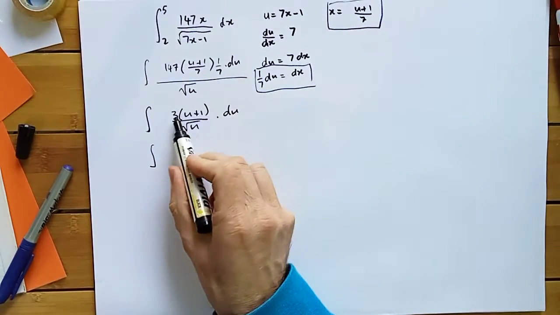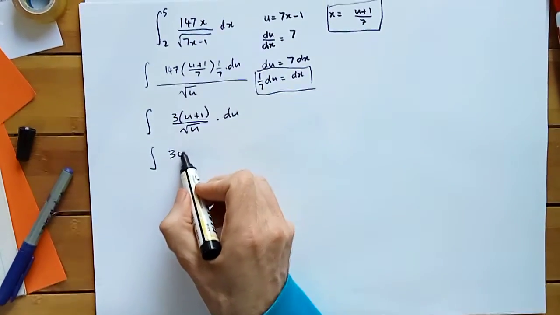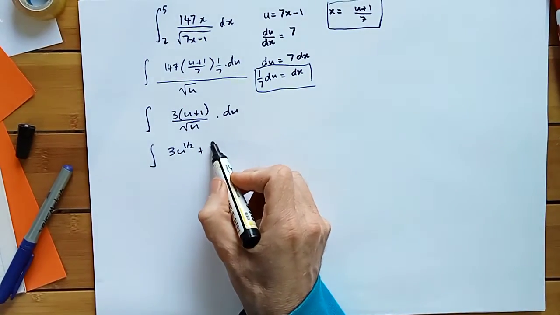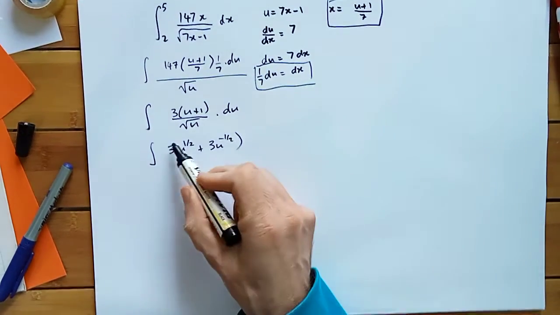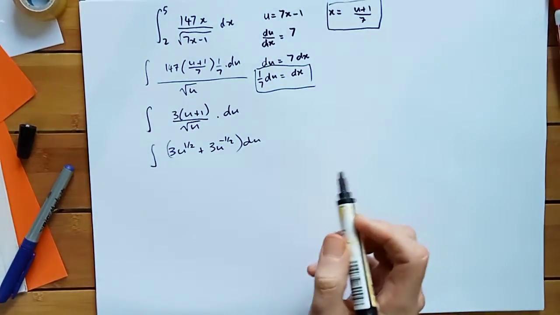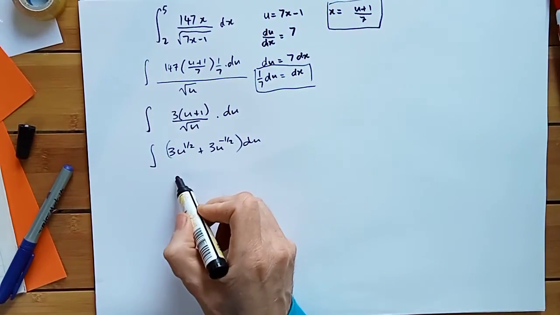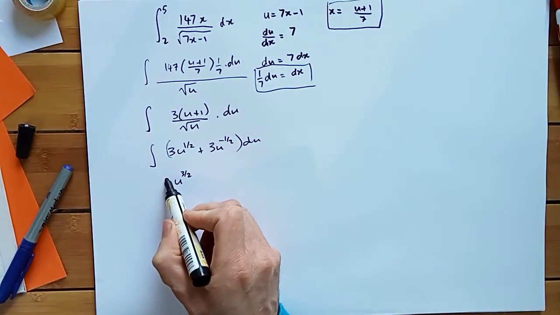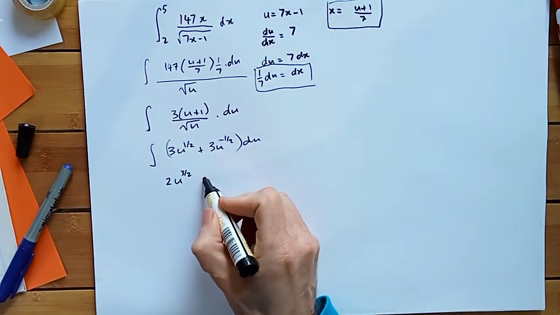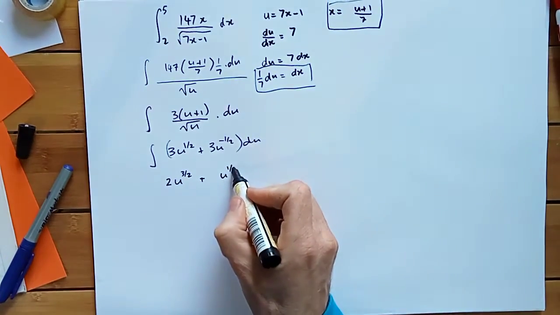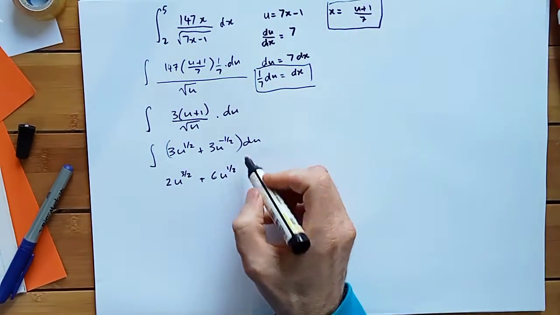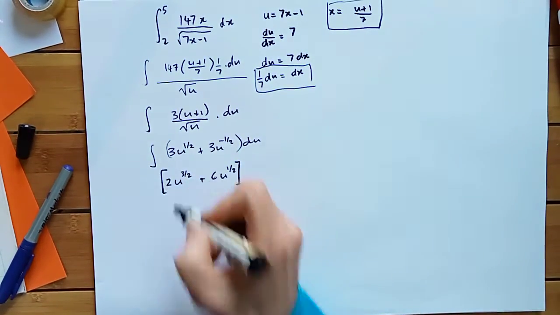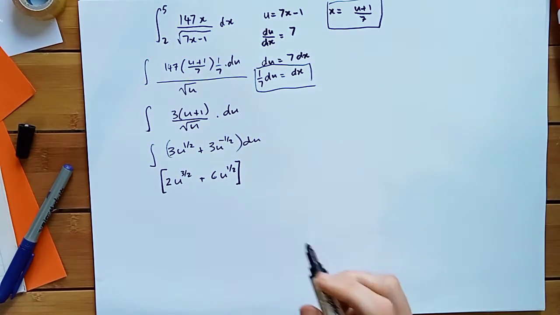I might do one more bit of algebra. 3u over root u makes 3u to the half, plus 3 over root u, so that's 3u to the negative half, and I'm integrating this with respect to u. Increase the power by 1, we get 3 over 2, multiply by the new reciprocal, so that becomes 2, just 2u to the 3 over 2. This one, increase the power by 1, divide by the new power, we have 6 u to the half, plus c. Now I'm not going to worry about the plus c because it's going to be definitely integrated here.